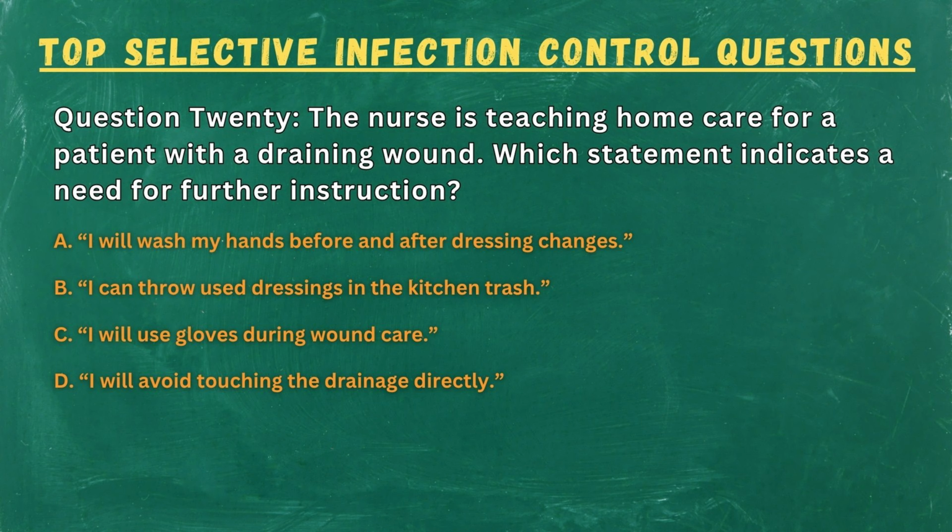Question 20. The nurse is teaching home care for a patient with a draining wound. Which statement indicates a need for further instruction? A. I will wash my hands before and after dressing changes. B. I can throw used dressings in the kitchen trash. C. I will use gloves during wound care. D. I will avoid touching the drainage directly.